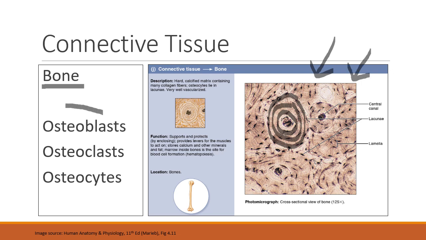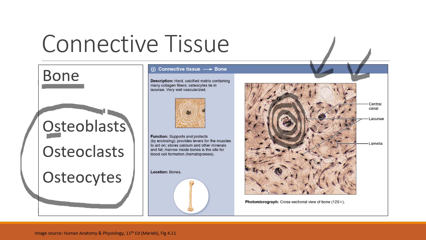And then I also want you to be able to recognize these 3 cell types in bone tissue. And they all say osteo in front of them, right? So osteo means bone. So you have osteoblasts, osteoclasts, and osteocytes. Just be able to recognize that for now. When we get to the skeletal system, we'll talk more specifically about those different cells.